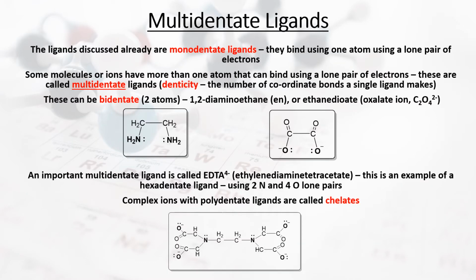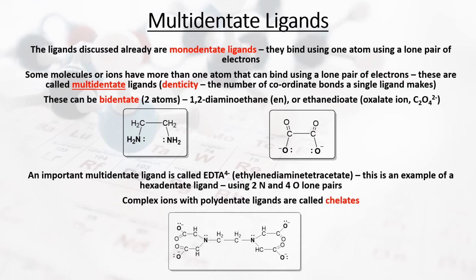Now, the ligands that we've discussed already, the ammonia, the water, the chloride, the cyanide anions, these are what I said are called monodentate or sometimes unidentate ligands. What that means is that they bind to an atom using a lone pair of electrons, one coordinate bond. They just use one of their lone pairs to bind to the metal.